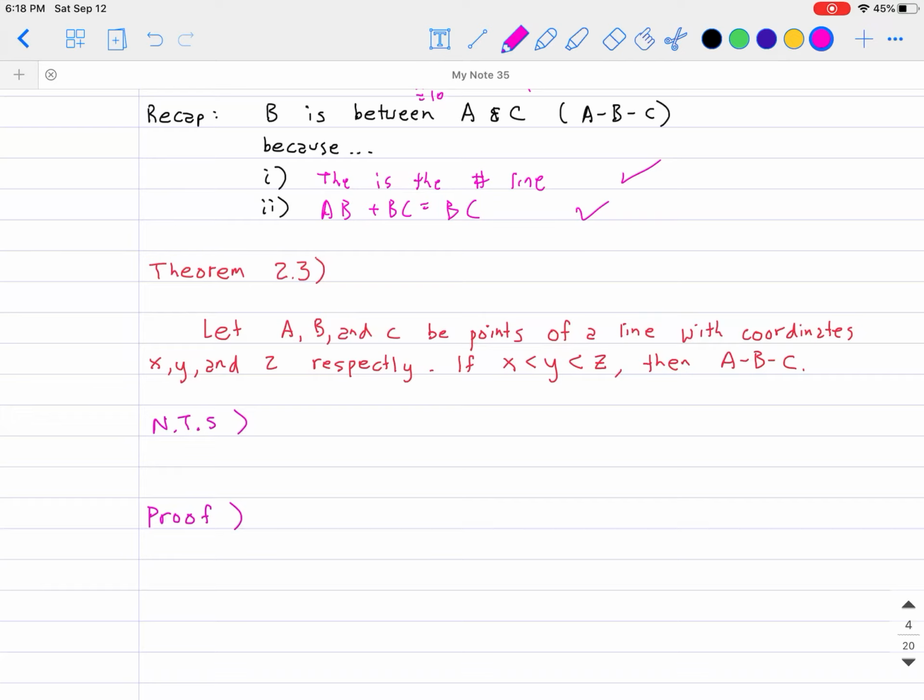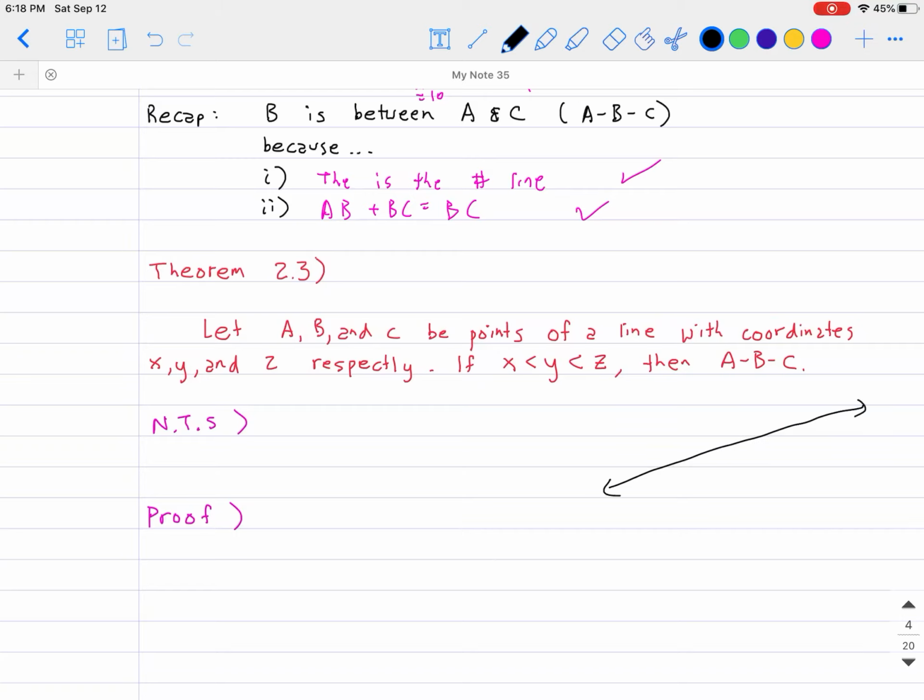Let's use this as part of our theorem over here. Let's see if we can prove this theorem. Here in theorem 2.3, this is what is known as the point plotting theorem. Let's see what it says. Let A, B, and C be points on a line with the coordinates x, y, and z respectively. If x is less than y is less than z, then the following is going to be true: B is between A and C.